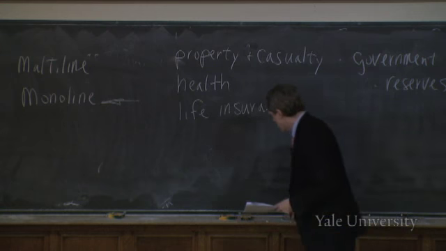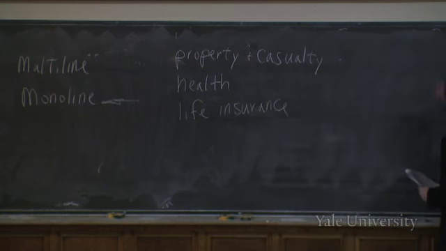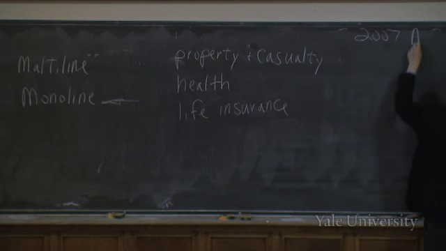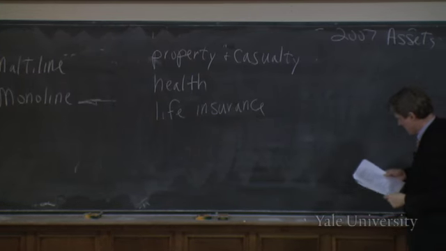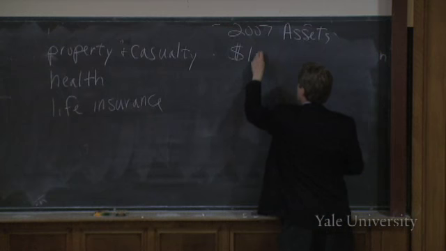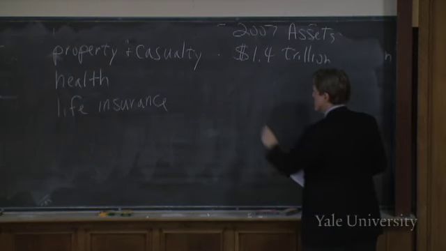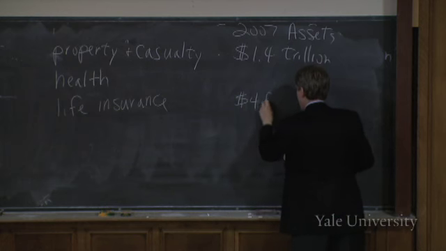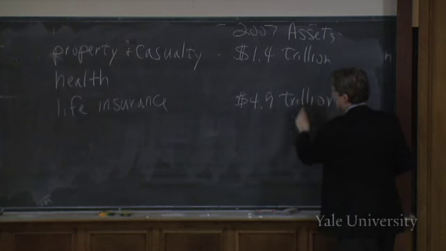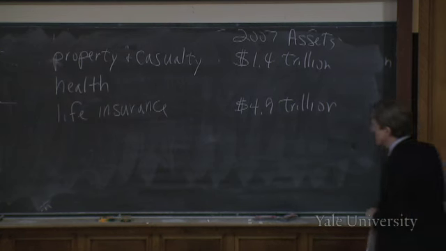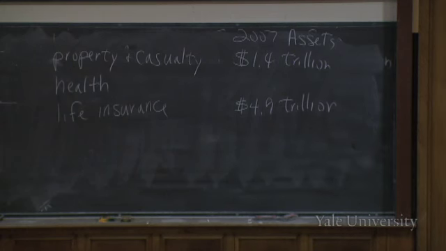The total assets of property and casualty in 2007 in the United States were $1.4 trillion. And life insurance was $4.9 trillion. So I somehow missed getting the health figure, but that would be another big insurance. So these are hugely important institutions in our society. So let me go to property and casualty.